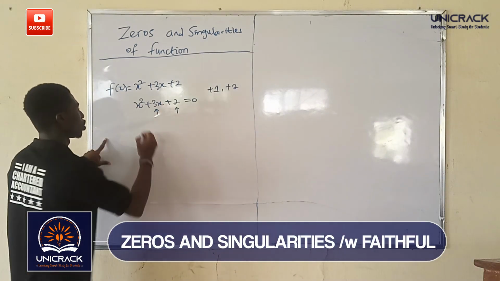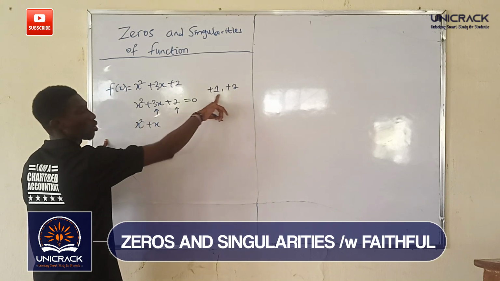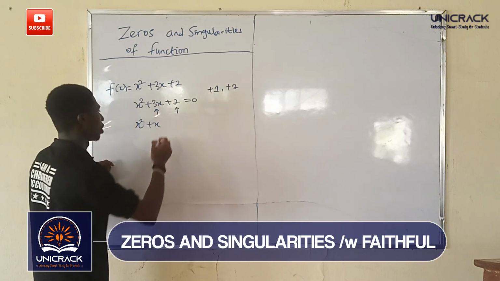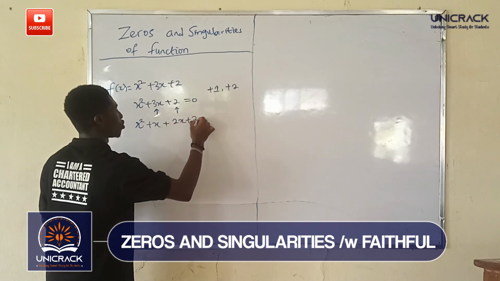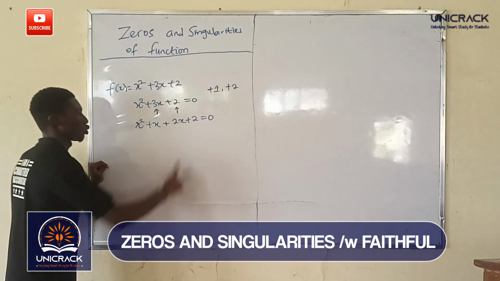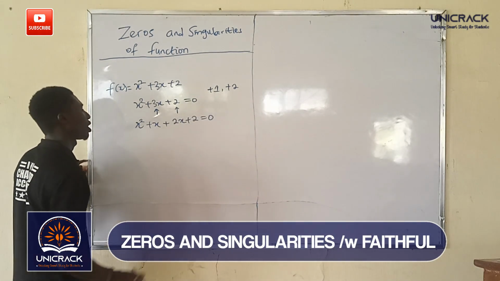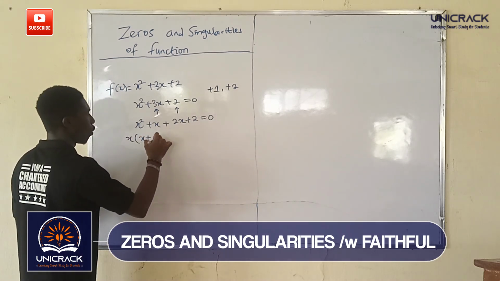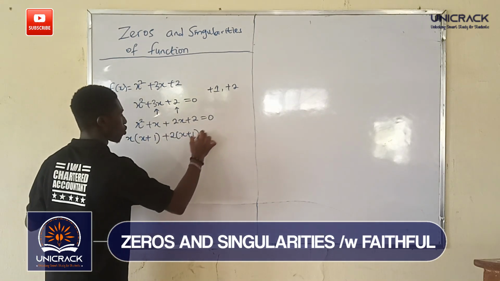So we'd have x squared plus x, because it is this 1x. We will not write 1x because it will not be proper. Plus 2x plus 2 equal to 0. So 2x, and then this 2 we bring down. Now, since there are 4 terms, we can pair them up. What's common between these two here is x. So we have x bracket x plus 1, plus 2 bracket x plus 1 equal to 0.